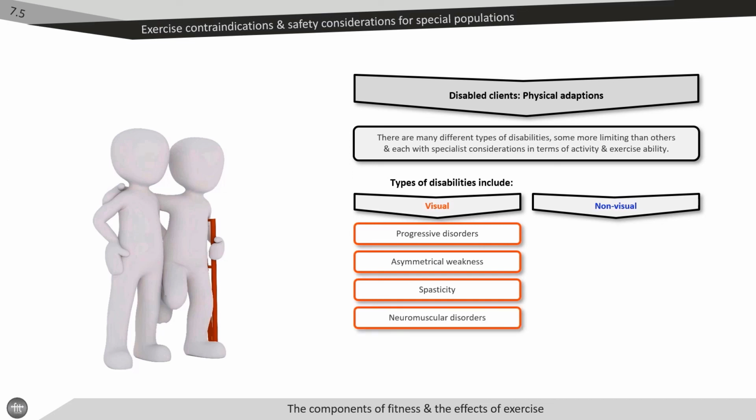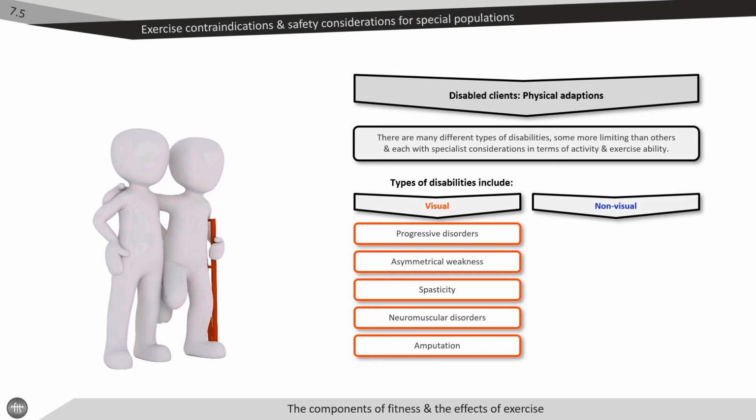Neuromuscular disorders. These affect the central nervous system, such as muscular dystrophy. Muscles can become progressively weaker as a result of the decline of central nervous system functioning. And amputation, which affects a single or multiple limbs, affecting the individual's ability to perform certain activities and movements.